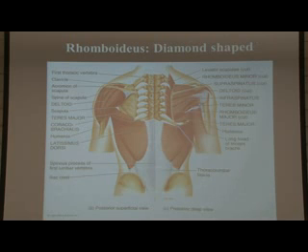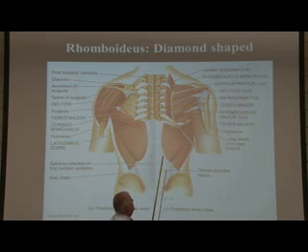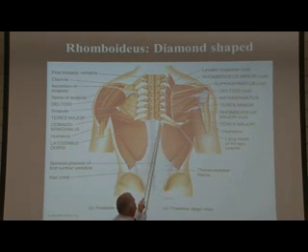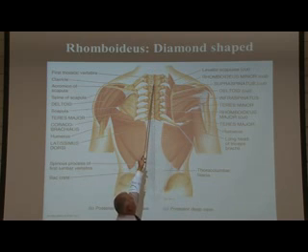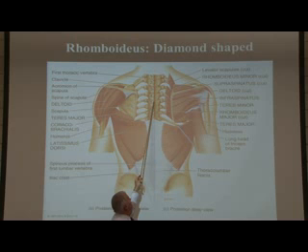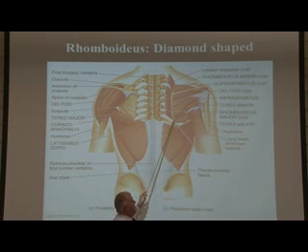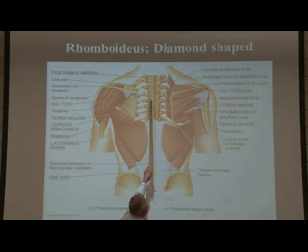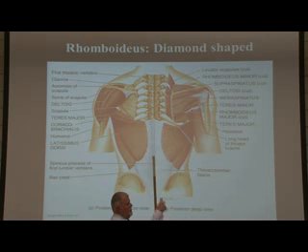So the rhomboids are muscles that are cut in this picture. And so they actually are going to originate off of lower cervical and upper thoracic spinous processes. And then they insert on the vertebral border of the scapula. And they run at an angle so that they go up like this, go up like that. And so the two of them together look like a diamond on a cardigan.